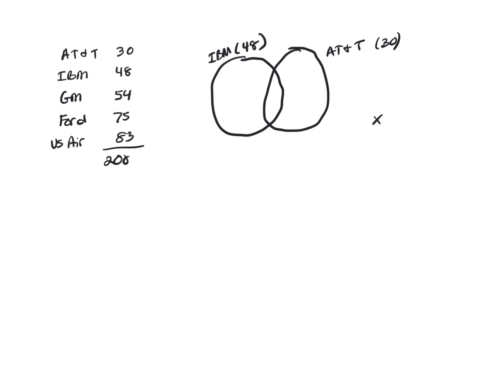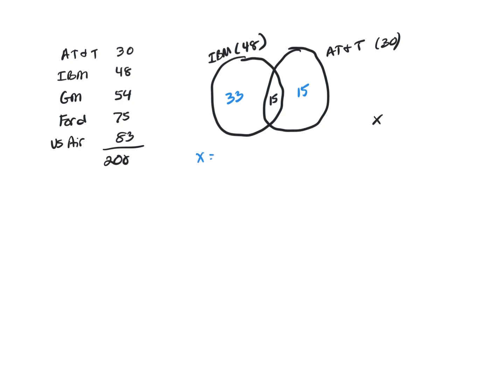So they tell me that this is 15 in here. I want to change colors. And if IBM is 48 total, IBM only would be 48 minus 15, and that's 33. AT&T is a total of 30. AT&T only, not including IBM, would be 30 minus 15, which is 15.